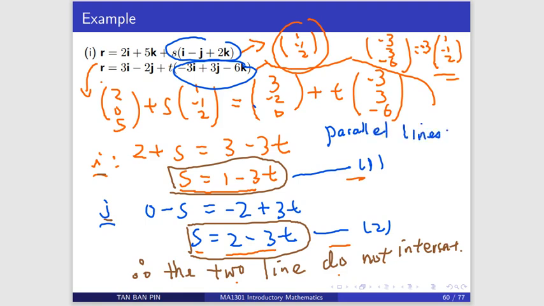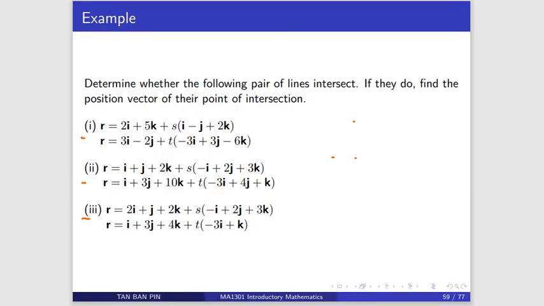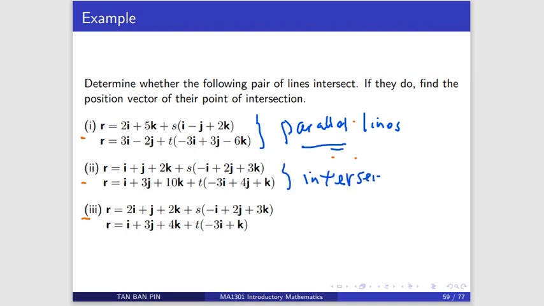So let's summarize what we have for the three pairs of lines. This one is parallel lines, so they do not intersect. This one intersects. This one is skew lines. So when given a pair of lines, they can be parallel lines, so they do not intersect, or they can be skew lines, so they do not intersect, or the two lines intersect. So there are three types of situations that can happen.